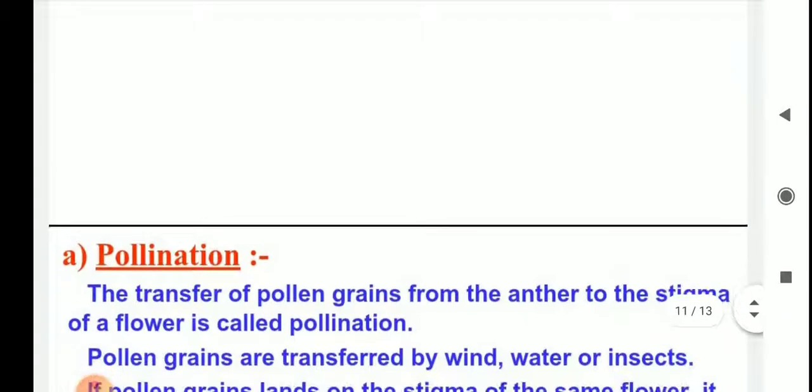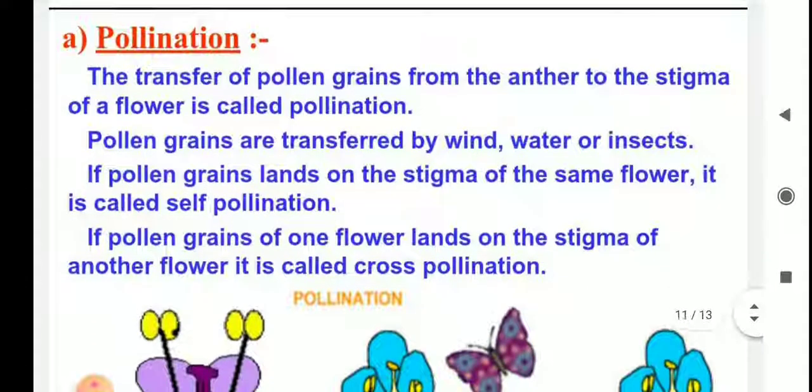Now we study pollination. What is pollination? The transfer of pollen grains from the anther to the stigma of a flower is called pollination.